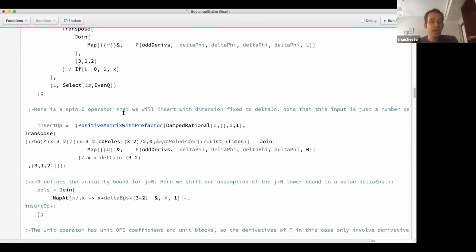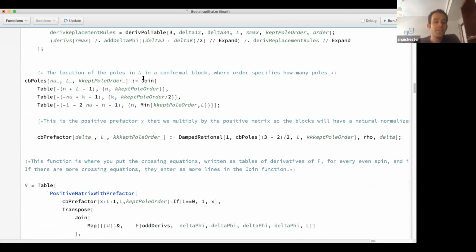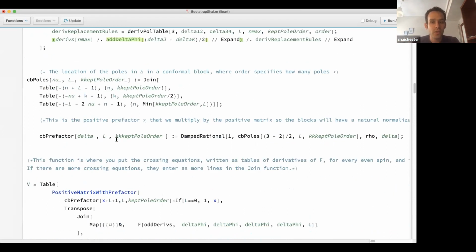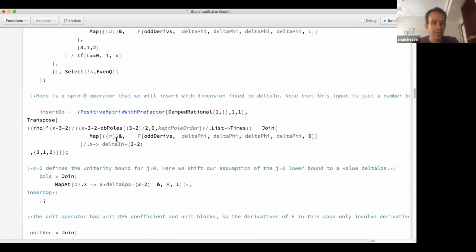Scalar blocks does not include that. Scalar blocks just gives you the derivatives of the blocks in terms of z and z bar. So the way you get the power of u to the delta phi, yeah, thanks for reminding me. I forgot to point that out. That's part of what's being done in this function f. What this function f does is that it loads in scalar blocks, and then this add delta phi function takes derivatives of one quantity in terms of z and z bar, and then outputs that quantity multiplied by u to the delta phi with derivatives of z and z bar on the total thing. That's being done in the function f. Yeah, thanks for reminding me about that.